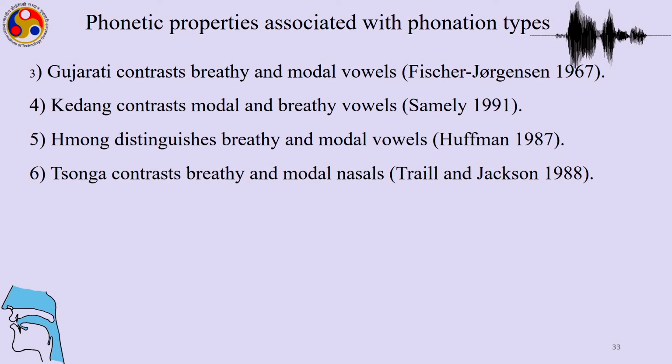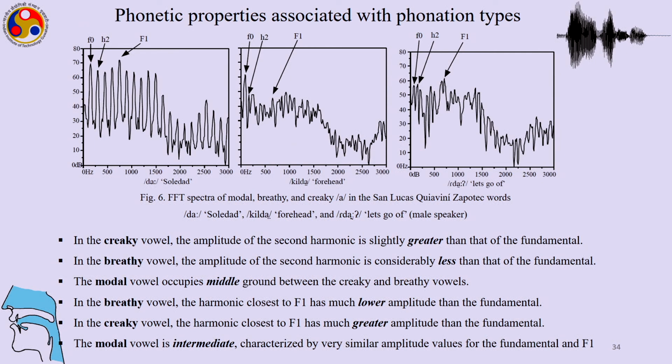So now, talking about the differences in different languages with regard to phonetic properties associated with phonation types, we find that Gujarati contrasts breathy and modal vowels, Kedang contrasts modal and breathy vowels, and Hmong distinguishes breathy and modal vowels, and also Songa contrasts breathy and modal nasals. So now if we look at these spectra, modal, breathy and creaky, we see what we have been talking about with regard to spectral tilt.